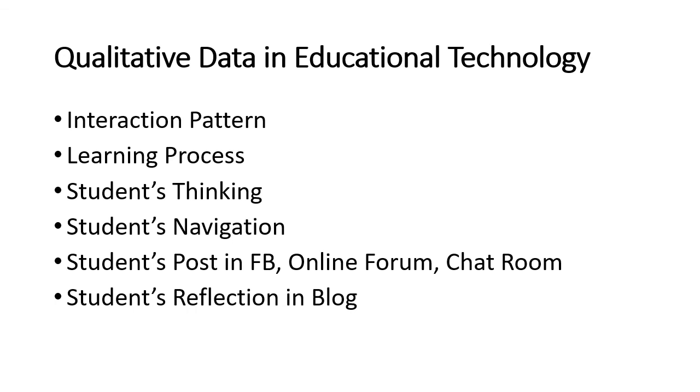As I've mentioned earlier, we have two types of data that we can find in educational technology research. The first one is quantitative data, and this is the second one, the qualitative data. We can find qualitative data if researchers look into students' interaction pattern, students' learning process, students' thinking, students' navigation in e-learning or online learning medium, students' posts in Facebook, students' posts in online forum or chat room, and also students' reflection in blog or website.